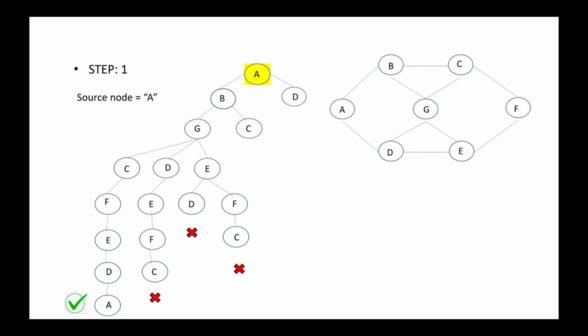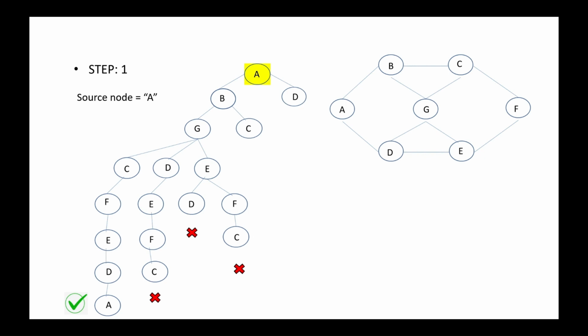For D, there are three adjacent vertices. One is A, G, and E. G and E, both of them are visited, so we didn't write them. We write A. For this path, the starting source node is A and the end node is also A. So it is a Hamiltonian cycle.